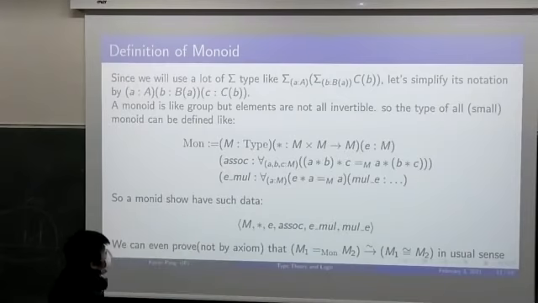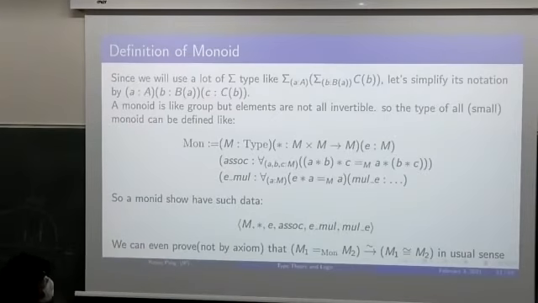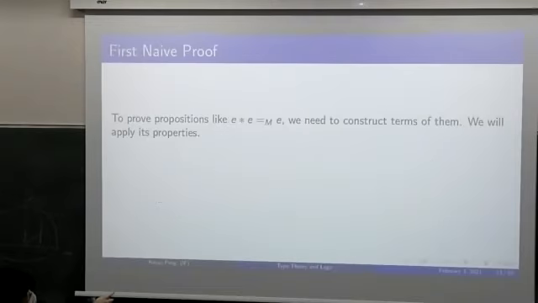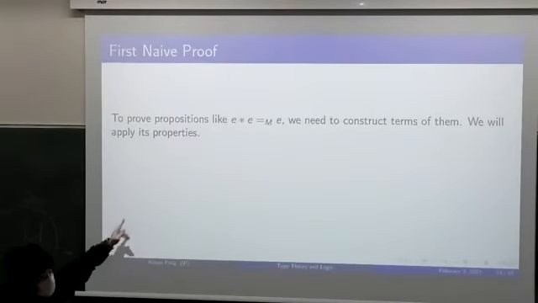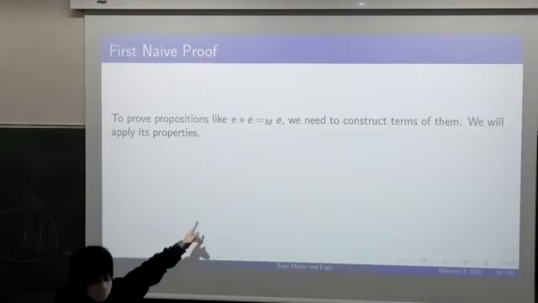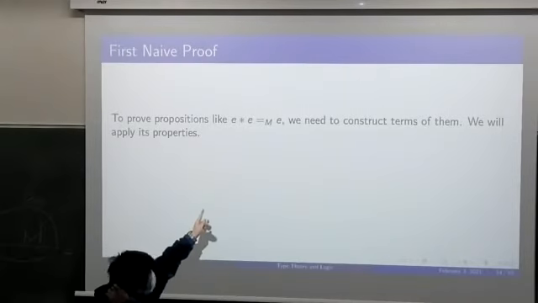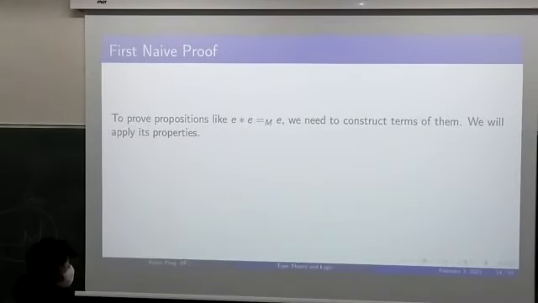By this definition. So if we have this definition, how do we prove a proposition? Like if I define a monad, then I want to prove this proposition: A times A is equal to A. So how do we do that?